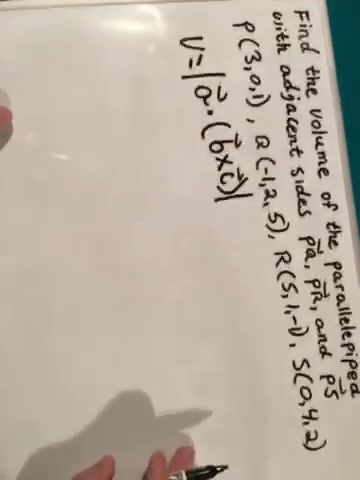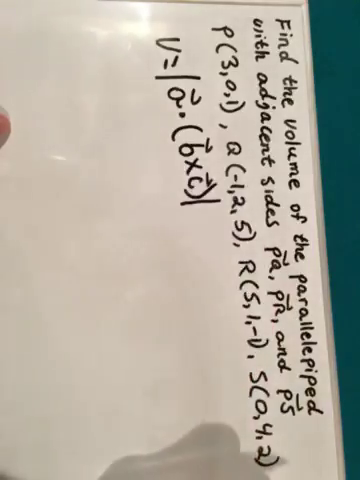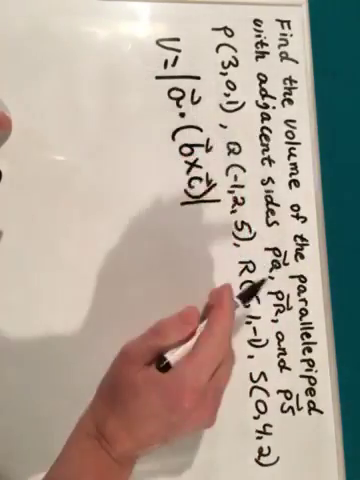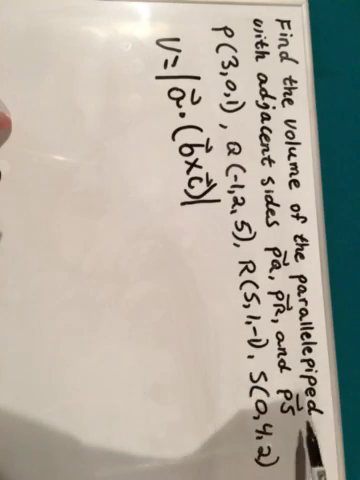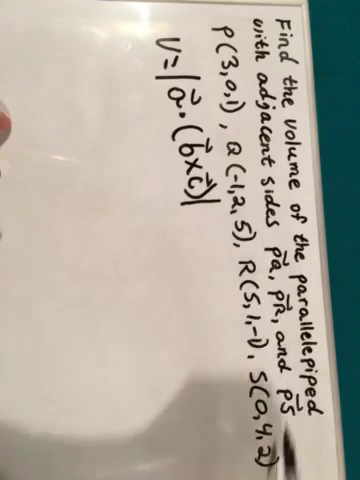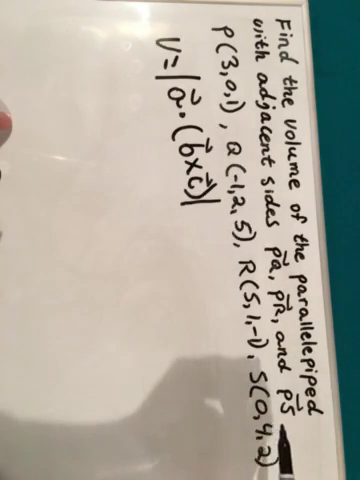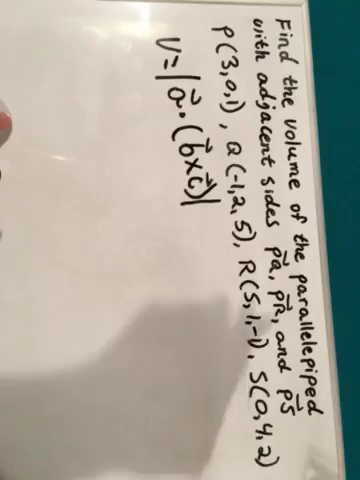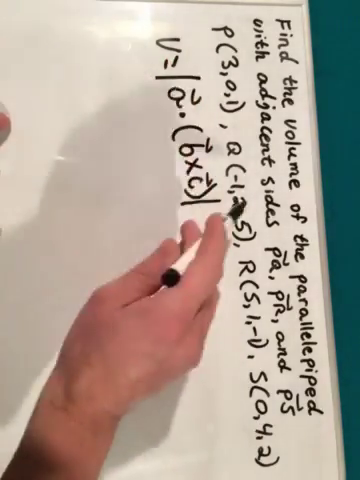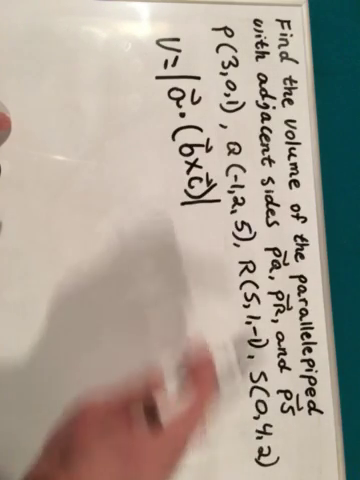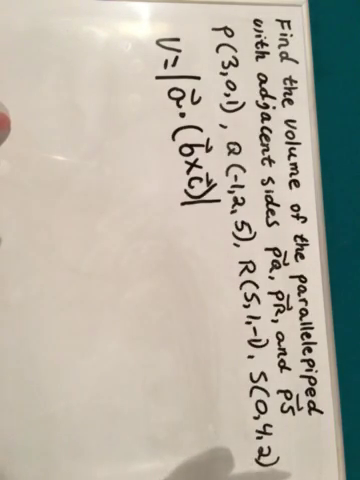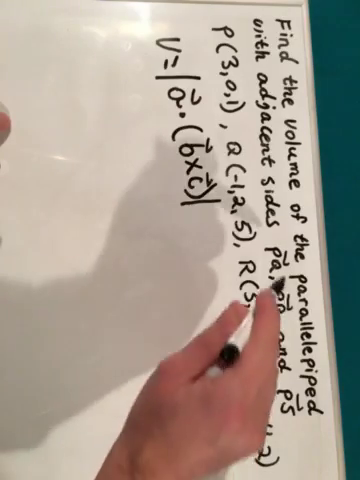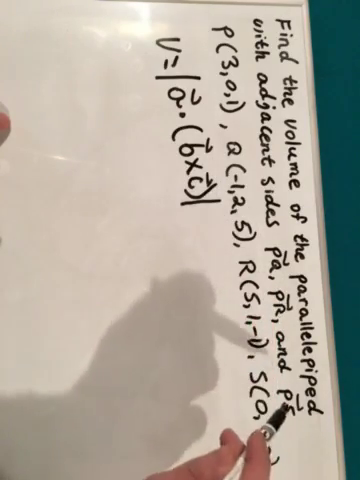Well, we're given that this parallelepiped has these adjacent sides, PQ, PR, and PS, which are vectors. This little vector hat means these are vectors. Okay, but what are those vectors? We're given 4 points where we know what P, Q, R, and S are. These are all X, Y, and Z coordinates, so they're all in three-dimensional space. But what are PQ, PR, and PS?